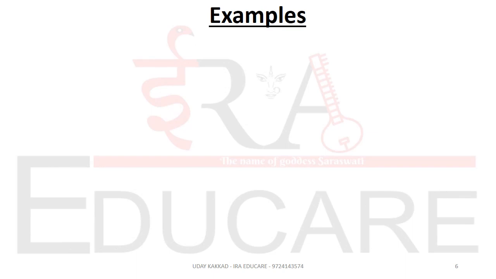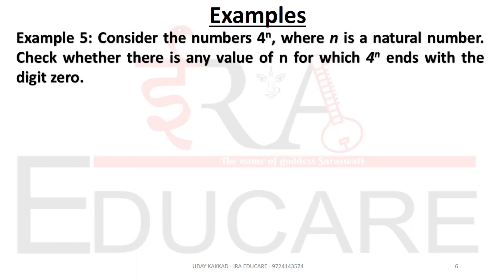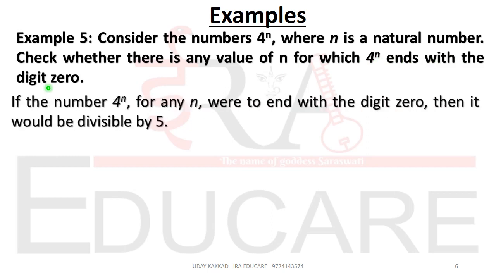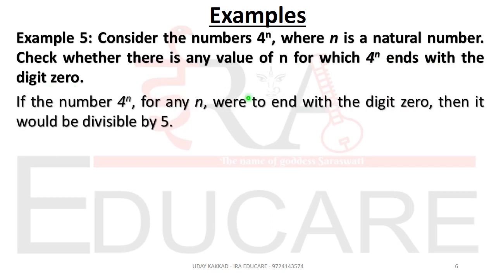Okay, let's take one example. Example number 5 of NCERT book. Consider the number 4 raised to n where n is a natural number. Check whether there is any value of n for which 4 raised to n ends with the digit 0.